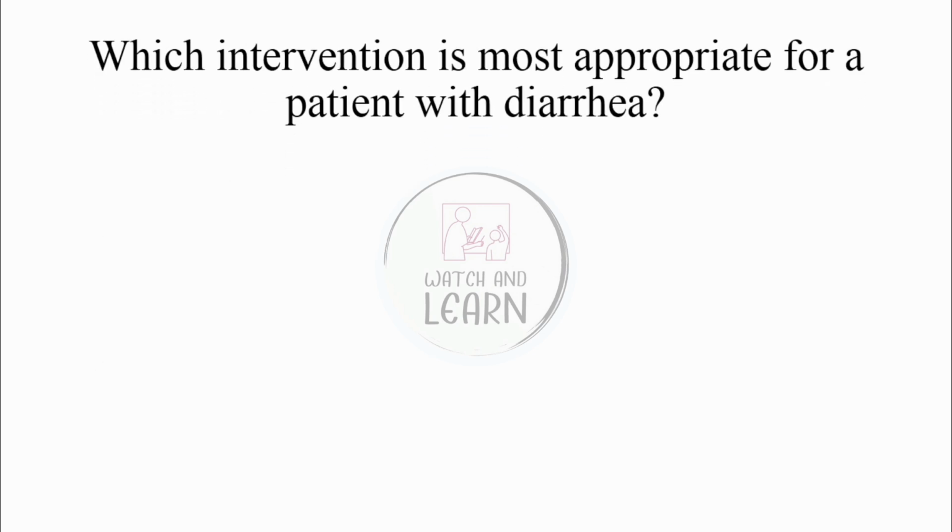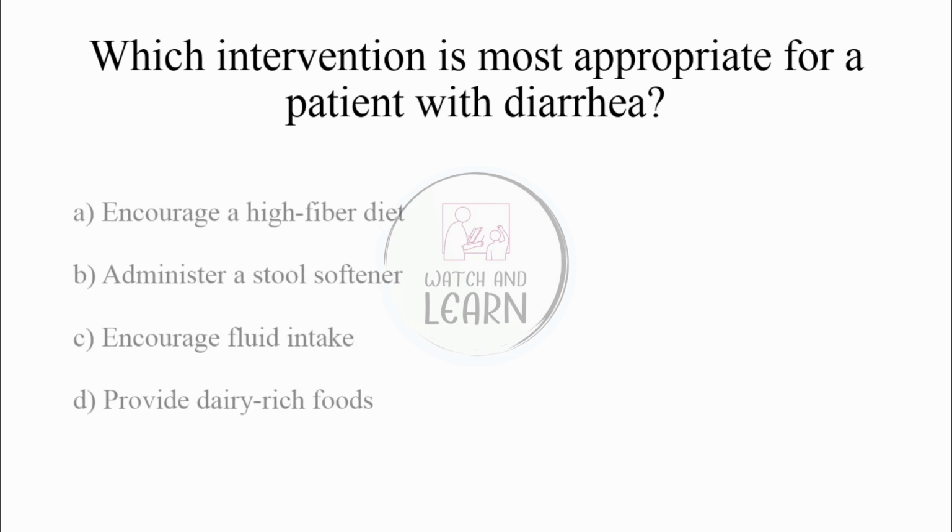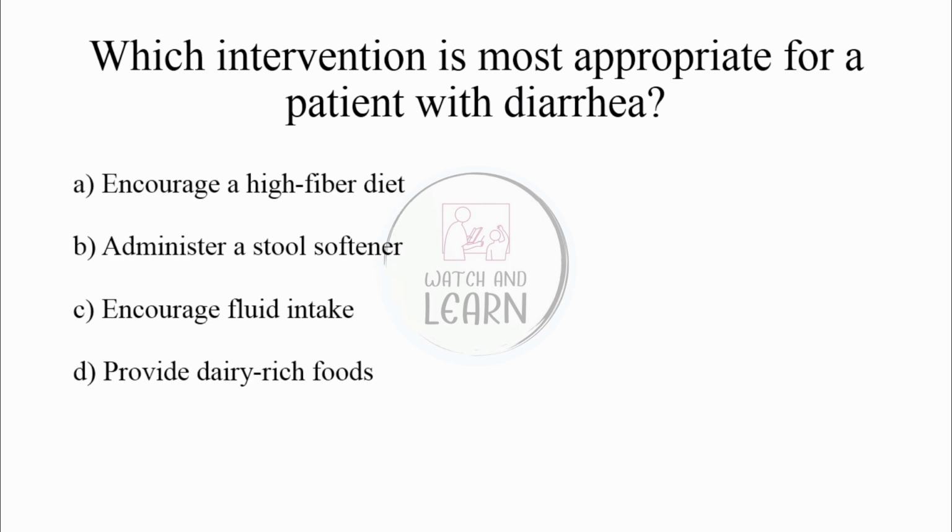Which intervention is most appropriate for a patient with diarrhea? Options are option A, encourage a high fiber diet, option B, administer a stool softener, option C, encourage fluid intake, option D, provide dairy rich foods. The right answer is answer C, encourage fluid intake.